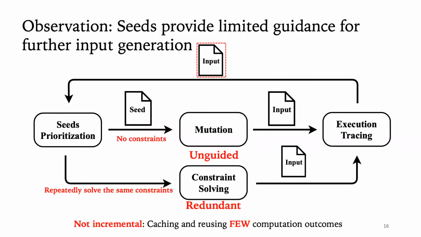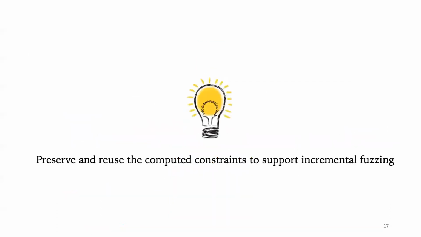Overall, both mutation and constraint solving, which are the main components of fuzzing to generate new inputs, are deficient due to this non-incremental issue. With such observation, our idea is to preserve and reuse the constraint to support incremental fuzzing.